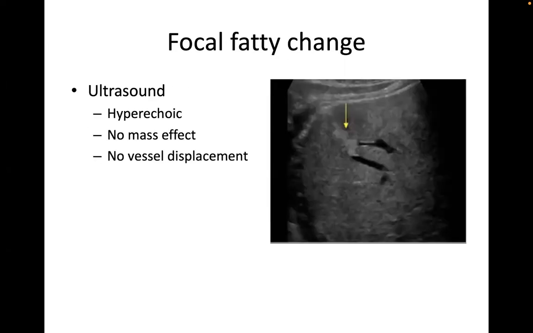As we can see on the ultrasound image, usually they are hypoechoic. There's usually no mass effect, and there's no vessel displacement, meaning that it doesn't act like a mass. As you can see, the vessel can go through it. You can see the vessel going through it, seeing it above and below the vessel without any mass effect. So you commonly see those. They can vary in size from the small ones to the big ones.